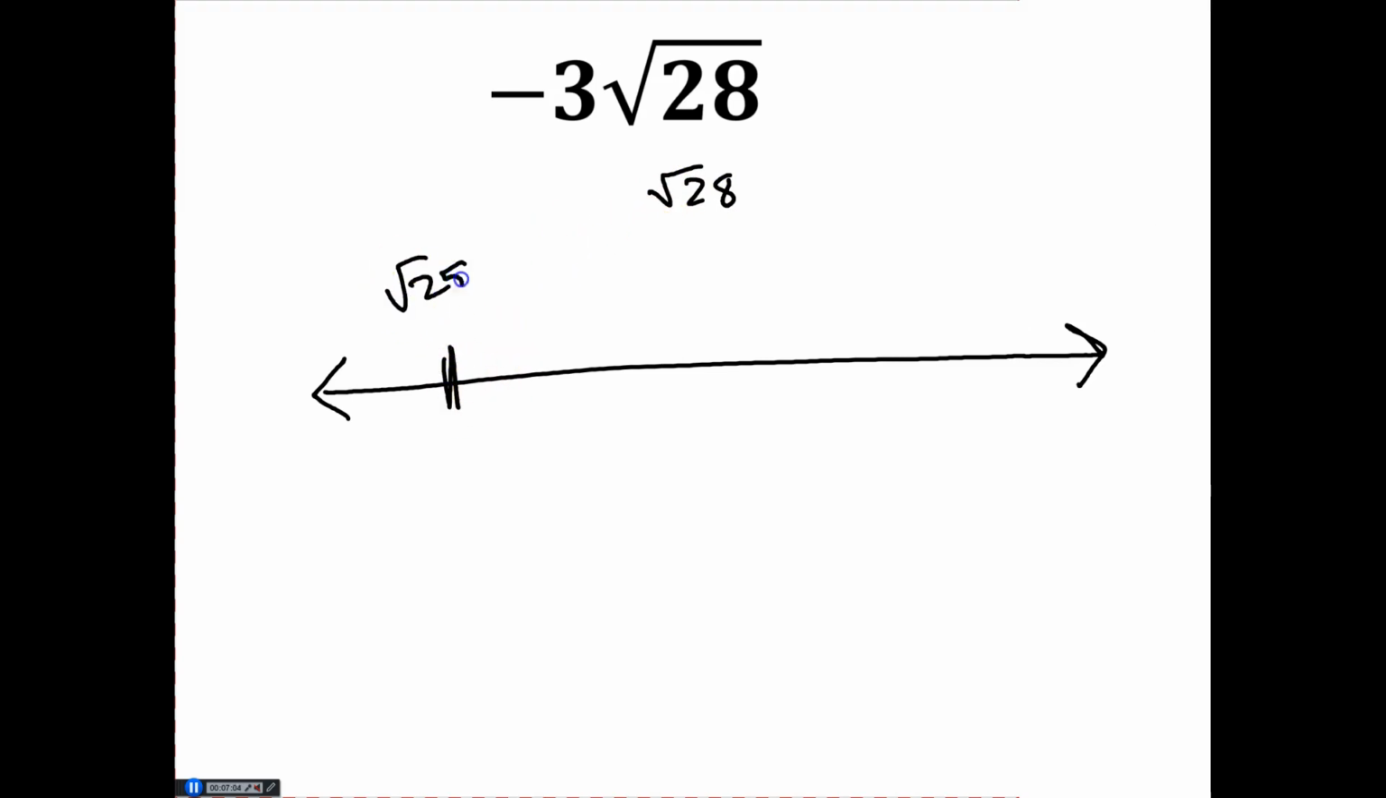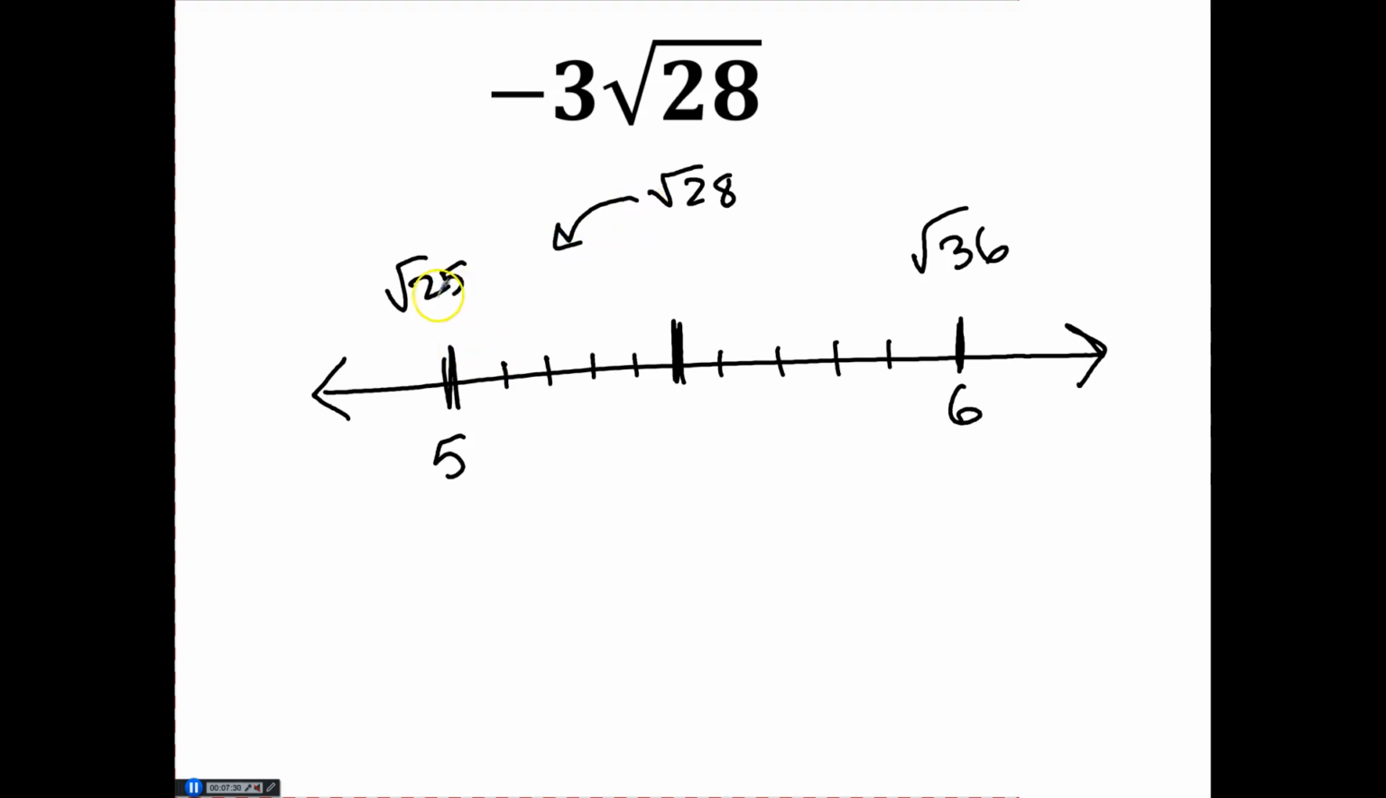Square root of 25. And that's 1 tenth, 2 tenths, 3 tenths, 4 tenths, 5 tenths, 6 tenths, 7 tenths, 8 tenths, 9 tenths, and a whole. To the right of that will be the square root of 36. So this is 5 and this is 6. Okay? And so who are you closer to? You're clearly closer to the square root of 25. So you're on this side, right?